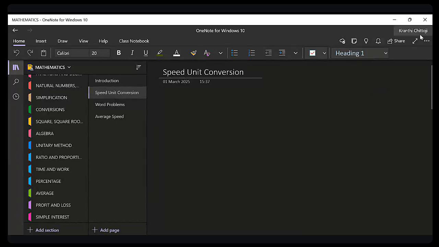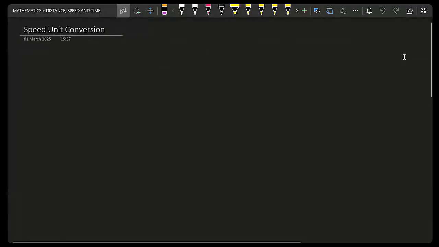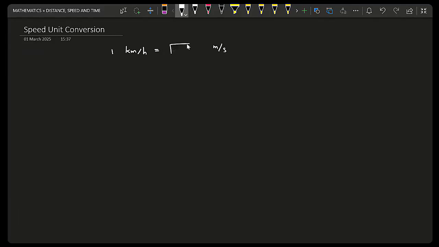Speed unit conversion. Importantly, we are going to use two units for speed. One is kilometer per hour and another one is meter per second. Suppose I want to check 1 kilometer per hour is equal to how many meter per second, and similarly, 1 meter per second is equal to how many kilometer per hour. So this conversion I want to find. How can we do that?